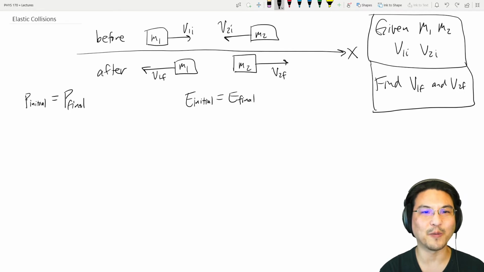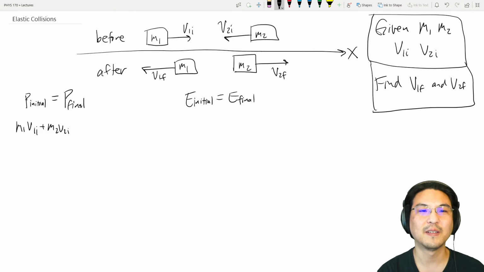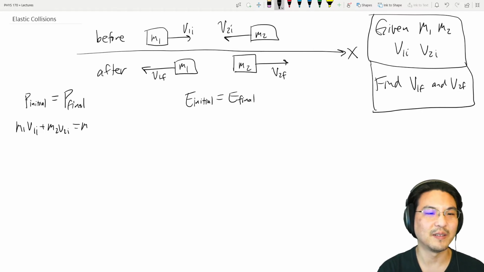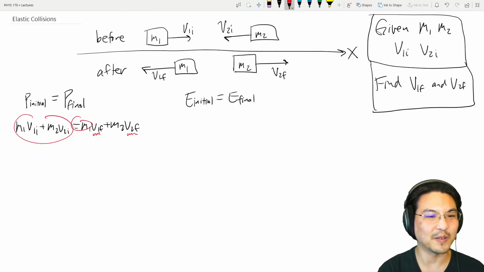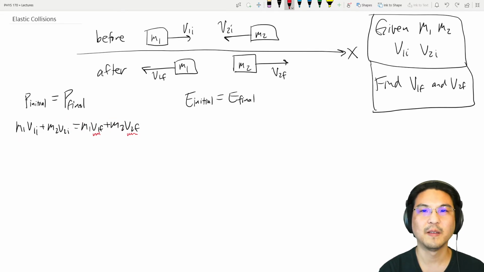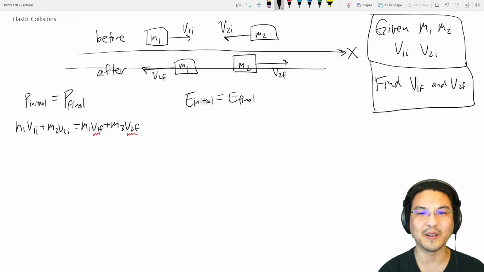Momentum is conserved. So before the collision, m1 v1 initial plus m2 v2 initial. After the collision, m1 v1 final plus m2 v2 final. And these final velocities are the unknowns because we're given all of this other stuff. Okay, so for energy, if the datum is here before the collision, it's still there after the collision.